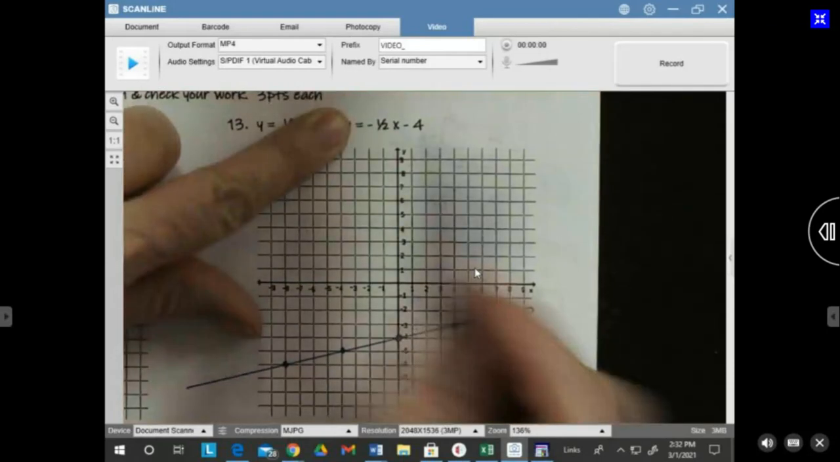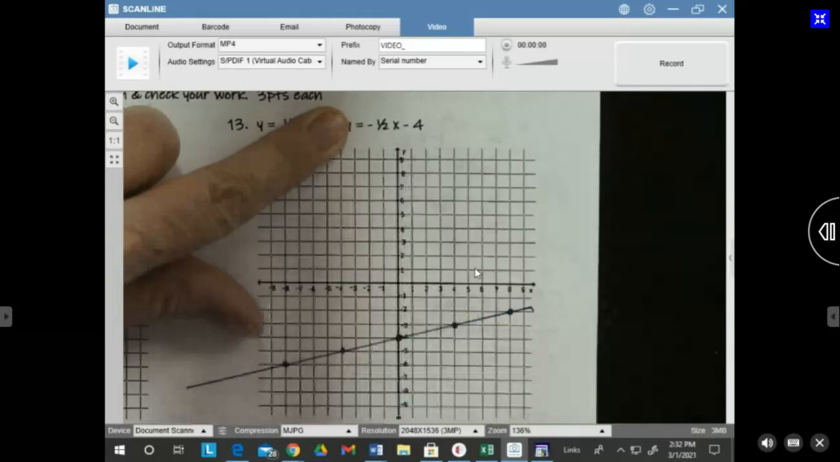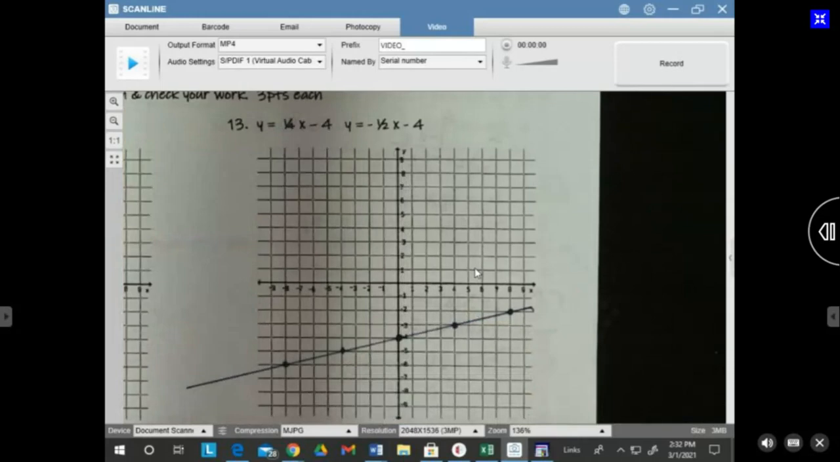Negative 1/2 x minus 4. Negative 4. Still gonna start at negative 4. Well, I know my slope now, don't I? Down 1, right 2, because it's a negative. Up 1, left 2. There's our answer.